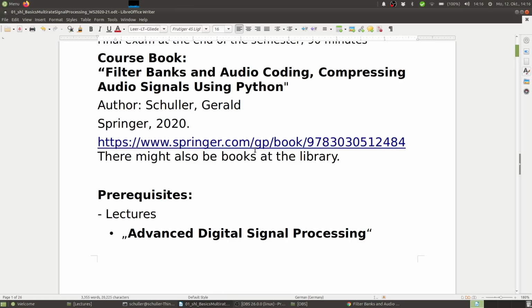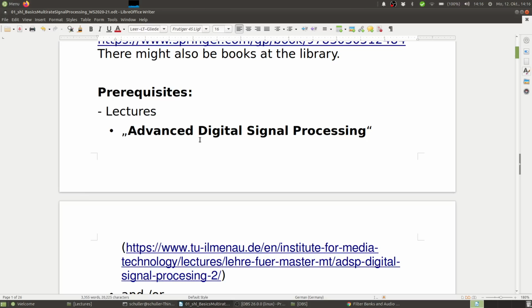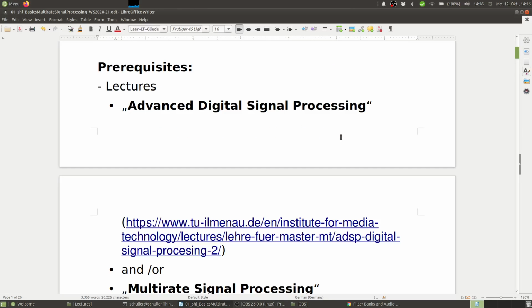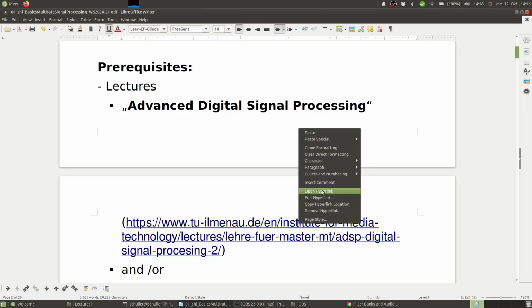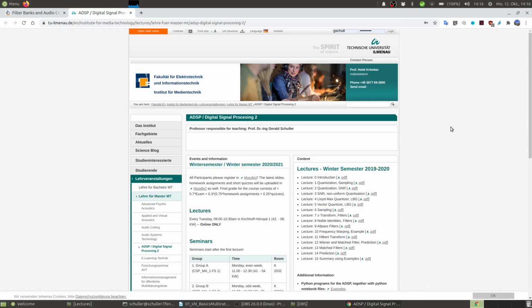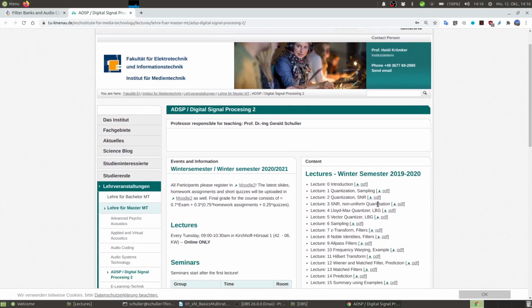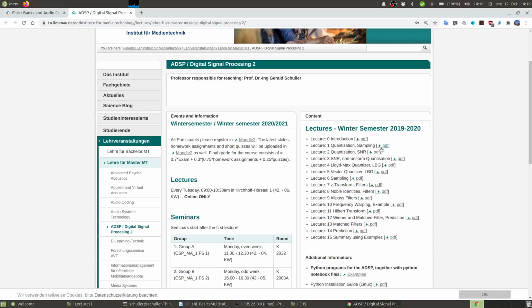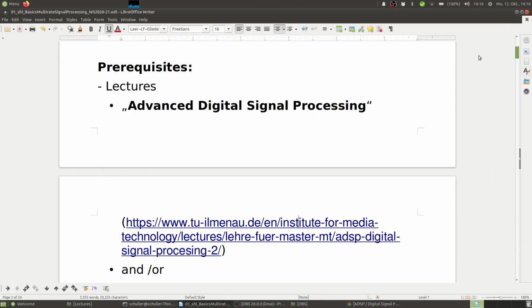Okay, so the book basically covers most of the material, or more than the material that we will cover here in the lecture. And the prerequisites that I assume that you have are the lectures Advanced Digital Signal Processing. This is for beginner master students. So here you can also see the website. So this is a website for it, and there you can also see you have all the slides available as PDF here. So in case you want to refresh your knowledge, you can take a look there.